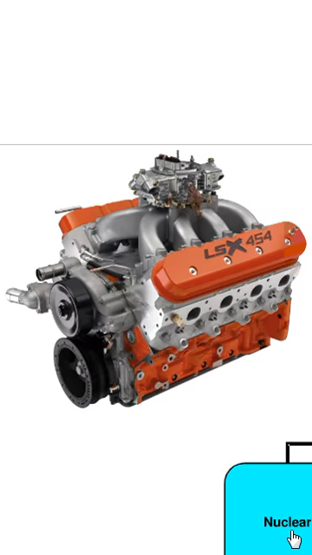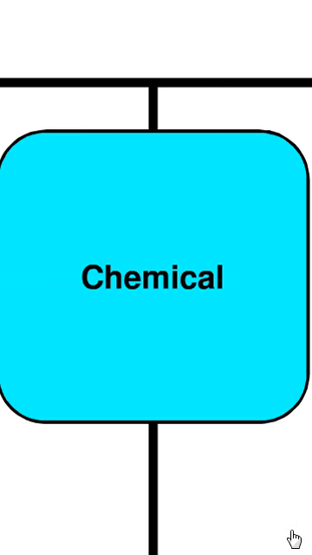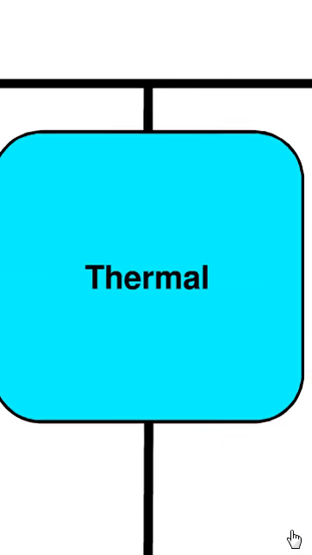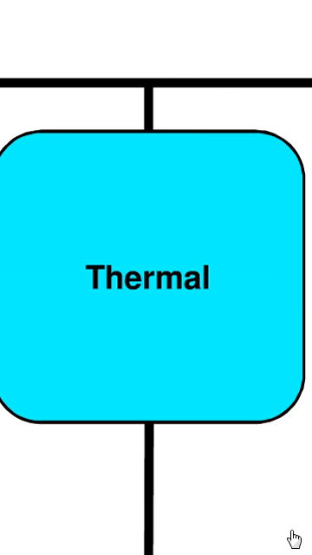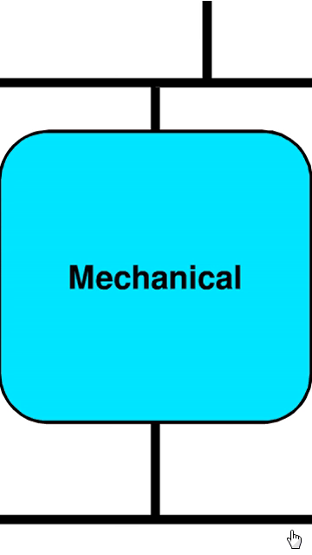It moves your car. It starts off with chemical energy in the form of gasoline, and then that chemical energy combusts, causing thermal energy. That thermal energy causes the air inside the cylinders to expand, and you get mechanical energy where it pushes the piston down and then causes the tires to rotate, and your car goes down the road.